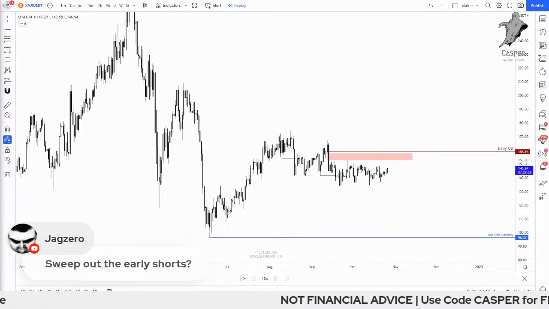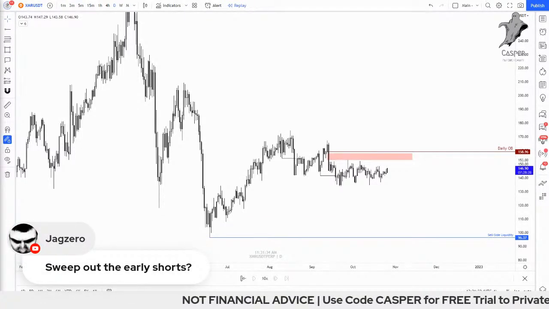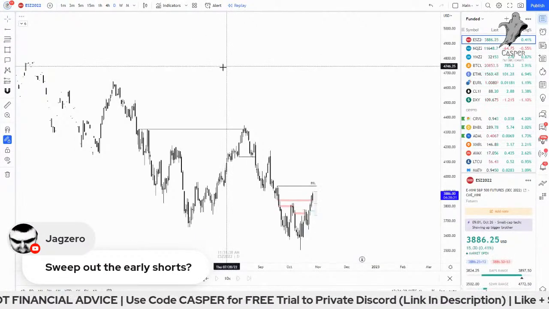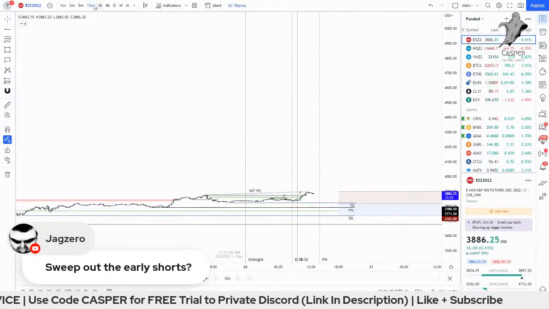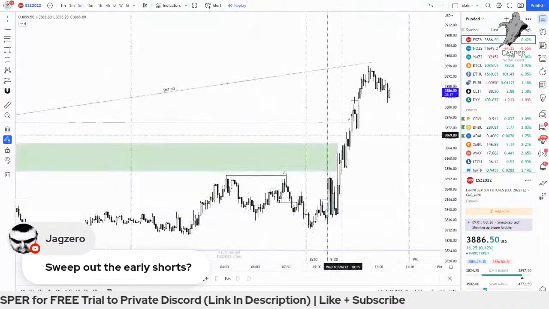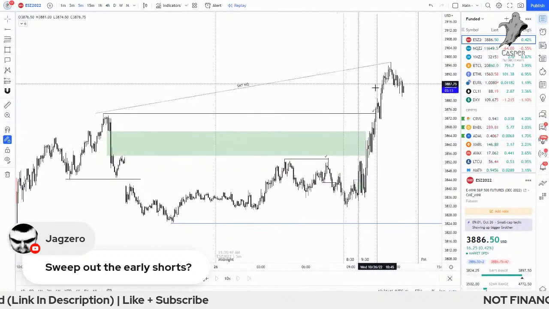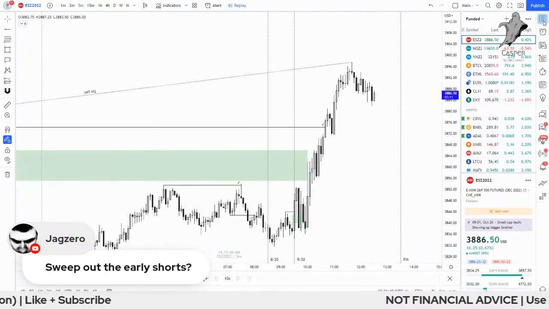What's up, Zero? Sweep out the early shorts, I think you're talking about. Sorry, I'm kind of late on these, like 5 minutes ago. So maybe you're talking about ES. That would be nice if you're talking about the power of three thing. That's kind of the idea of it, is to not only sweep out early shorts, but to induce buyers.